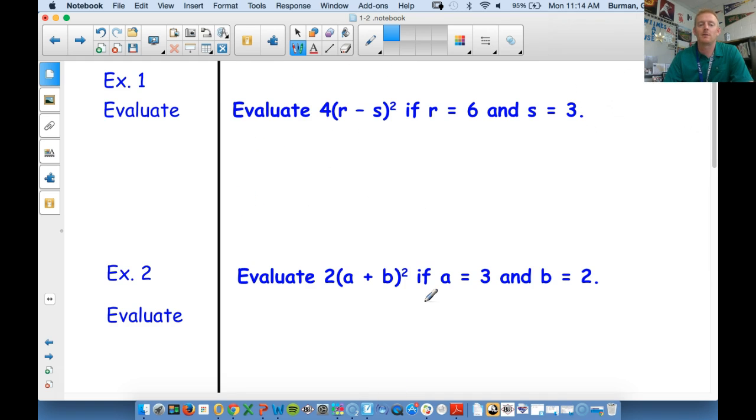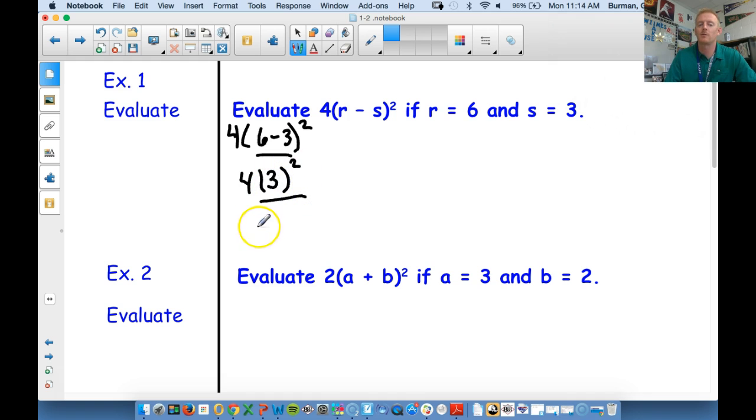So here's some examples of actual problems that you might see in your assignment. So you're going to plug the R of 6 in for the R, and then the S is 3 in for the S. That's the first step here. So we have 4 parentheses 6 minus 3 parentheses squared. We do the parentheses first, so it becomes 6 minus 3, which is 3 in parentheses, and I just bring everything else down, and it's 4 times 3 squared.